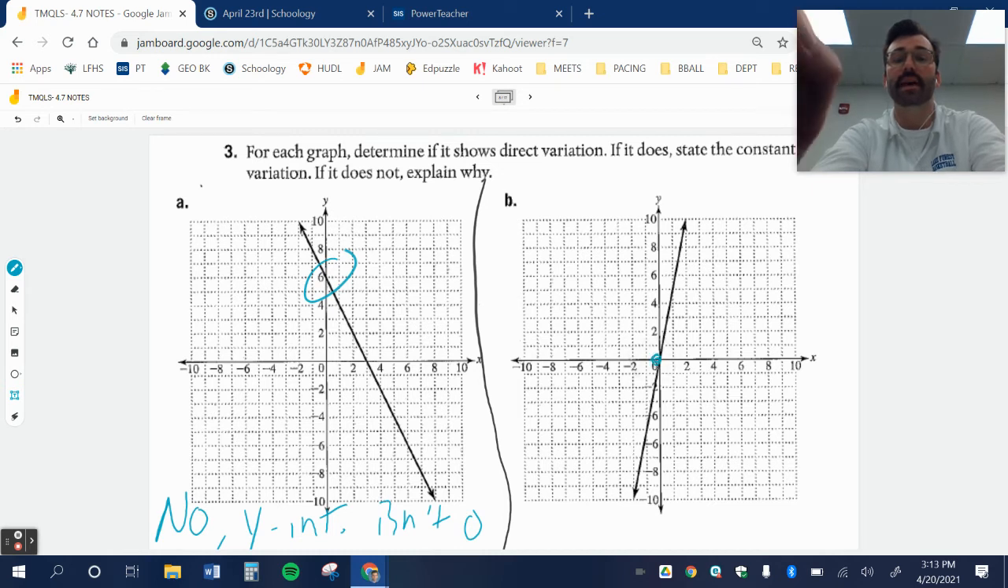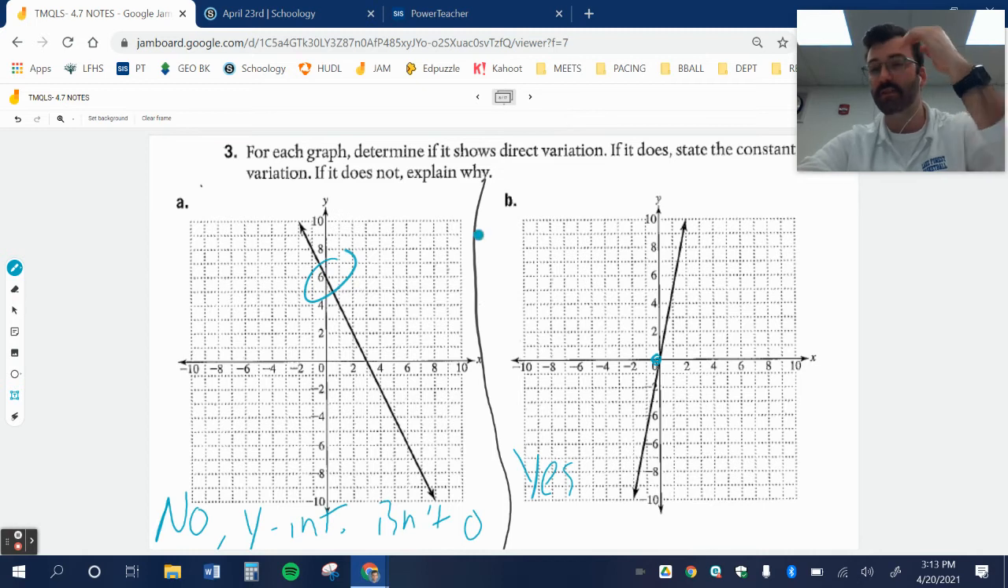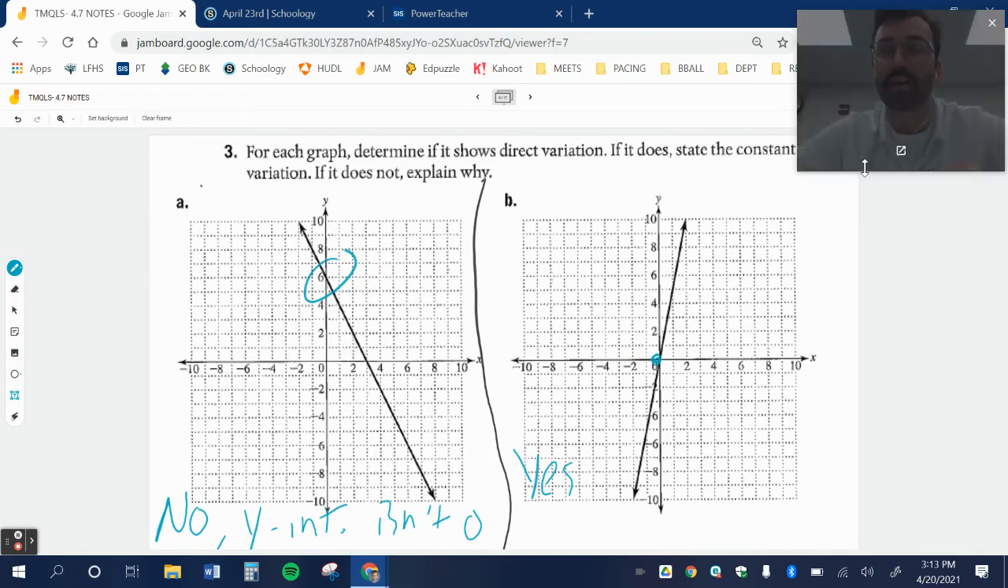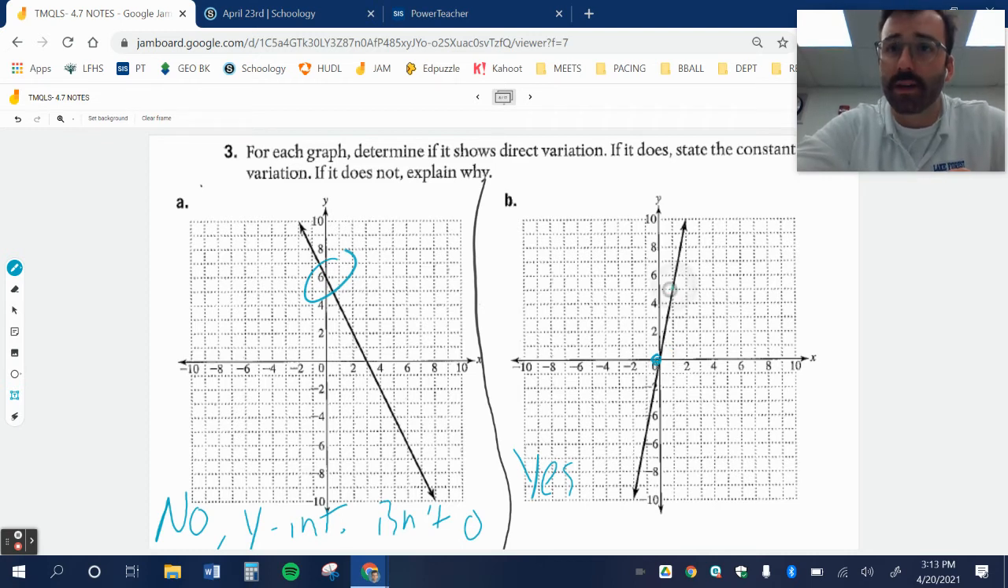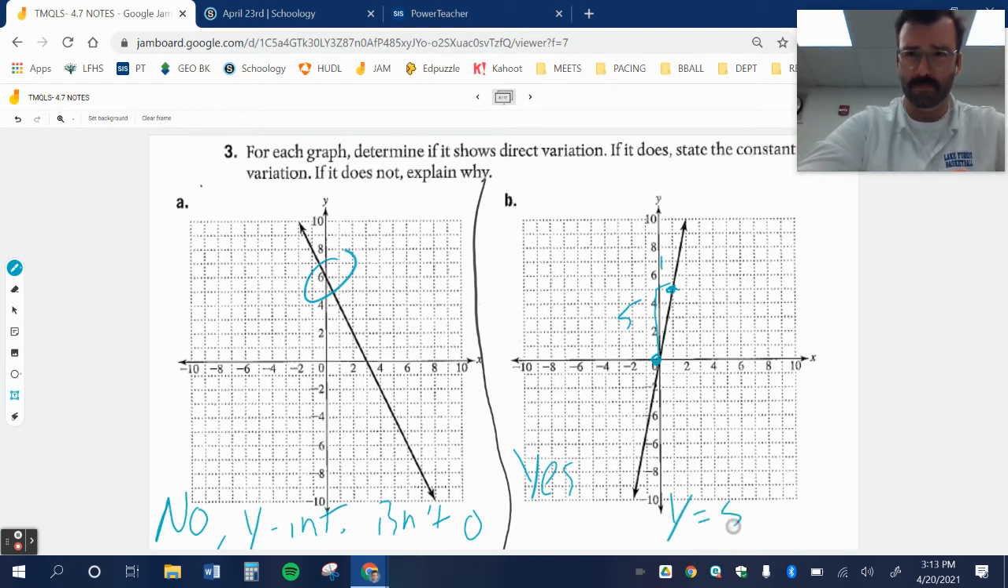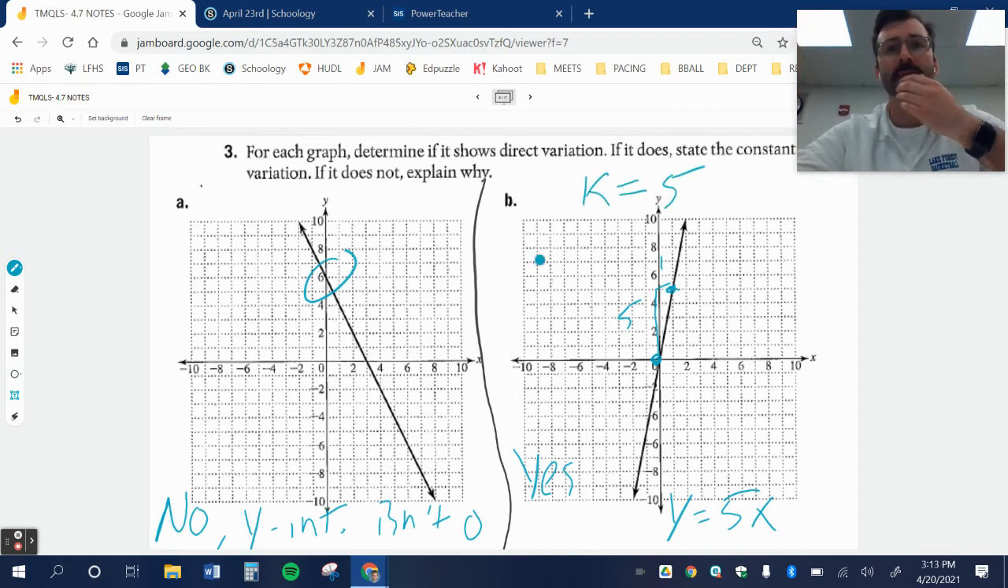Look, this is a yes. What's our constant of variation? Well, if I start at 0, what's my next point? Looks like my next ordered pair is 5, which means I go up 5 over 1. So my equation is y equals 5x, or my constant, or my multiplier, is 5.